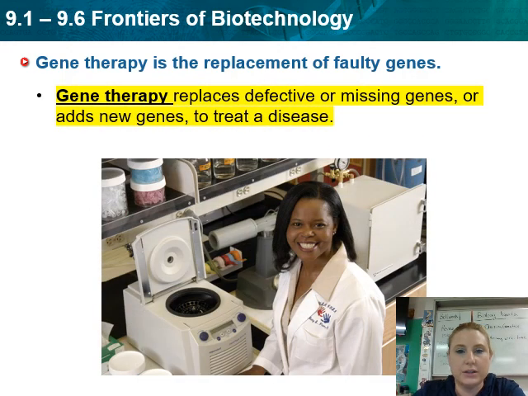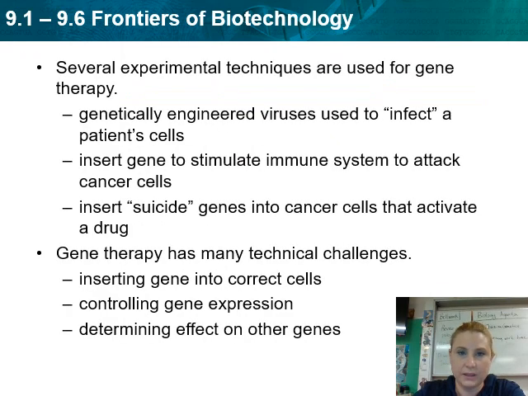What they're working on now is gene therapy. Gene therapy is the replacement of faulty genes. So what it actually does is it replaces a defective or missing gene, or sometimes even adds genes to help treat a disease. Now, we have several experimental techniques for gene therapy. Sometimes they use viruses to infect a cell and insert DNA, and to stimulate the immune system to actually attack cancer cells or kill off cancer cells. They also insert genes into correct cells to fix problems they've seen. So they control which genes are expressed, which ones are turned on, turned off. There's a whole bunch of different situations that they can use gene therapy for.